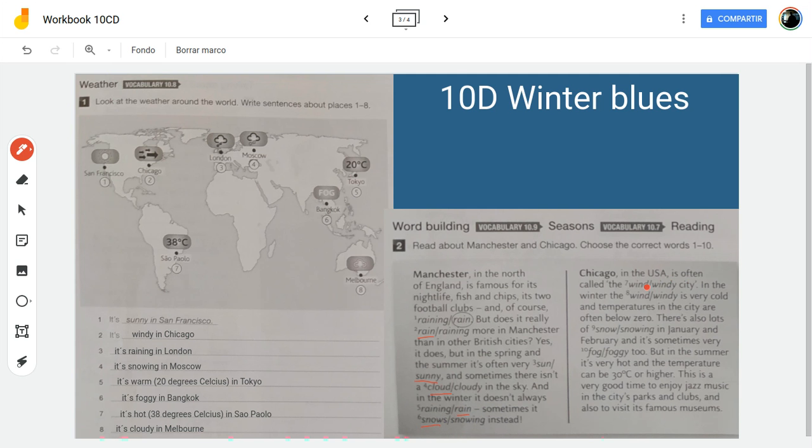Okay, let's go to Chicago. Chicago in the US is often called the Windy City. In the winter, the wind is very cold and temperatures in the city are often below zero. There's a lot of snow in January and February, and it's sometimes very foggy too. But in the summer, it's very hot, and the temperature can be 30 degrees Celsius or higher. This is a very good time to enjoy jazz music in the city, parks and clubs, and also visit its famous museums. Okay, so those are the answers for the section.